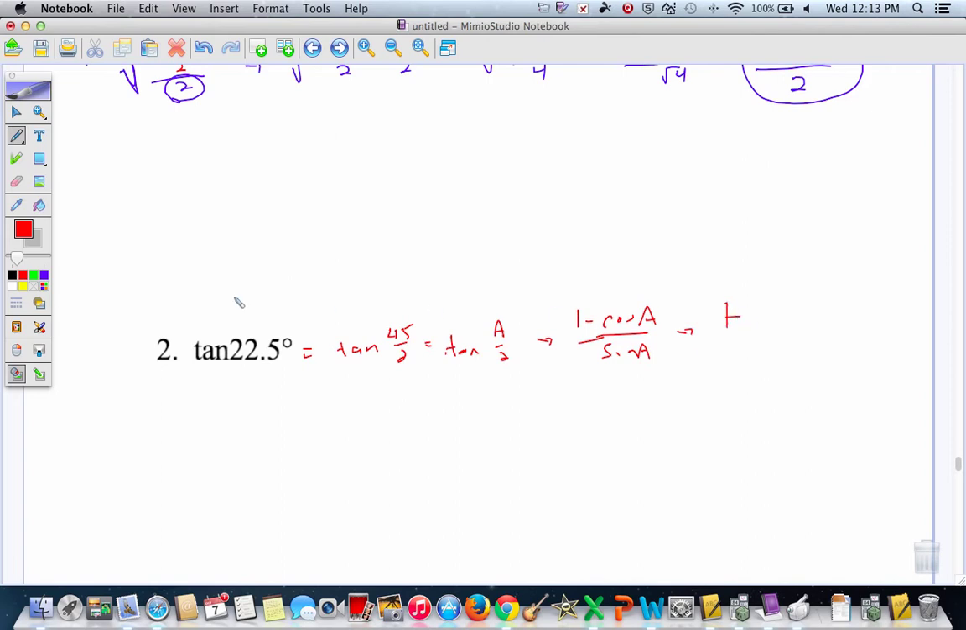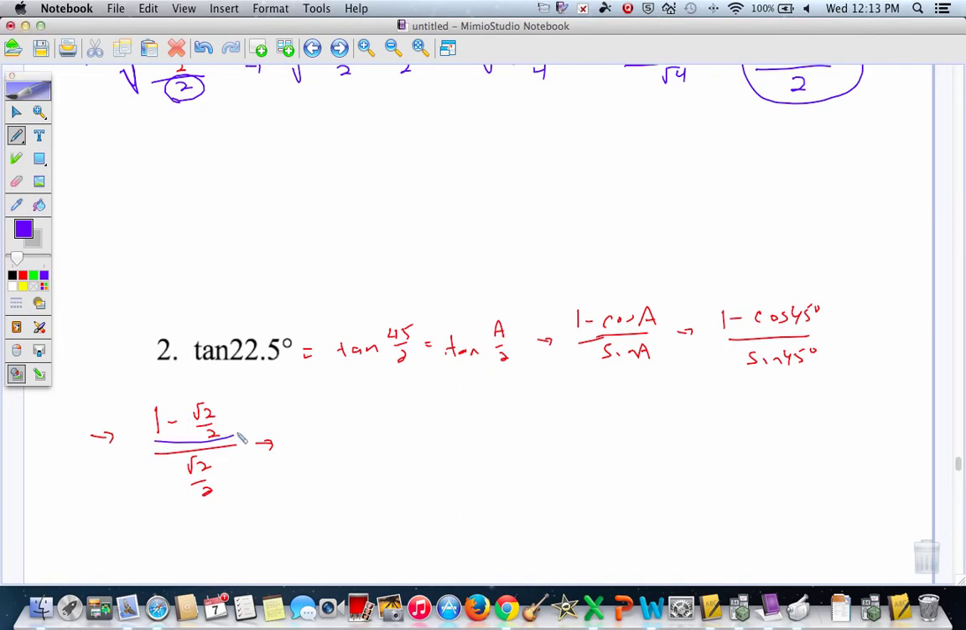In this case, A is our 45 degrees, so 1 minus the cosine of 45 degrees divided by the sine of 45 degrees. I'll slide down here and make our substitutions. The cosine of 45 degrees is square root of 2 over 2. The sine of 45 degrees is also square root of 2 over 2.